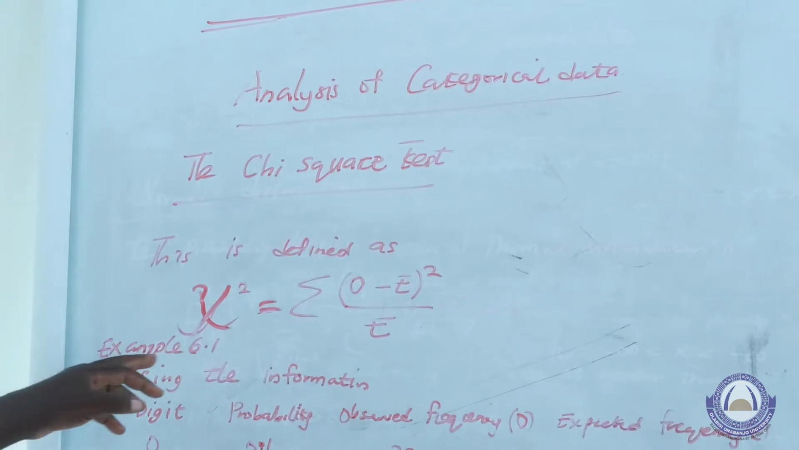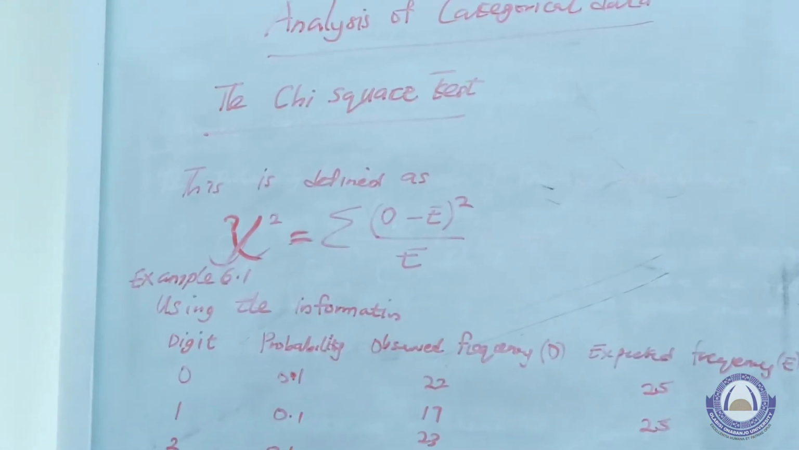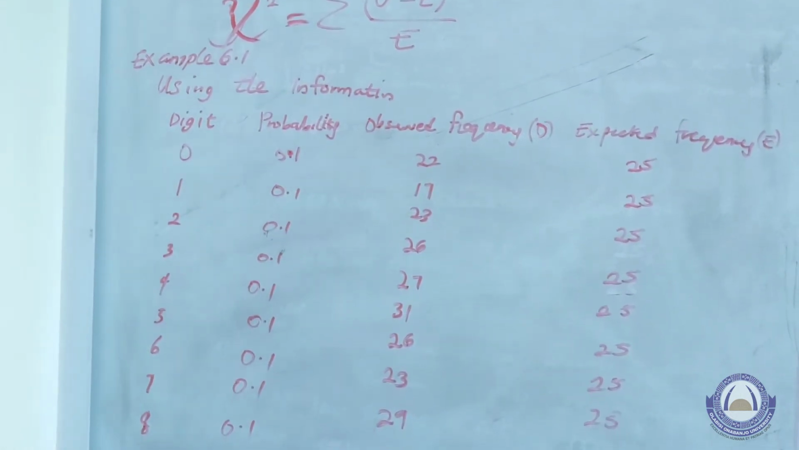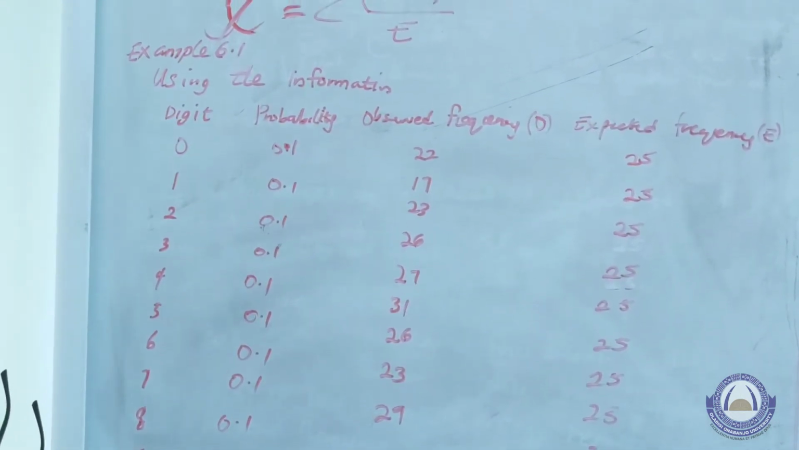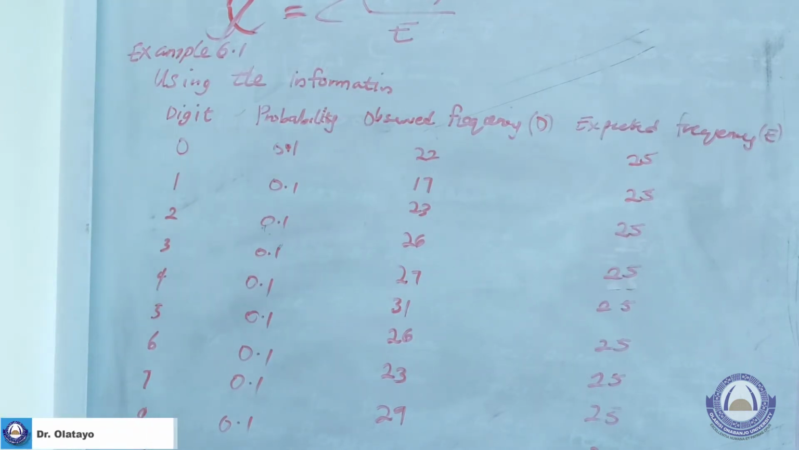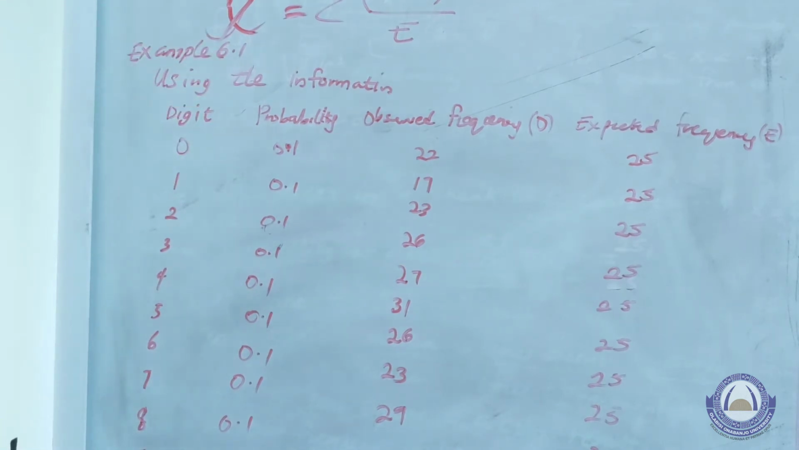Now, from example 6.1, we have the information below. Then we have to test at a 0.05 level of significance whether the discrepancies between the observed and expected frequencies can be attributed to chance. Before we move further to this test, chi-square, as I've said, is one of the major methods used to test the level of significance in categorical data, and it is very important and useful.